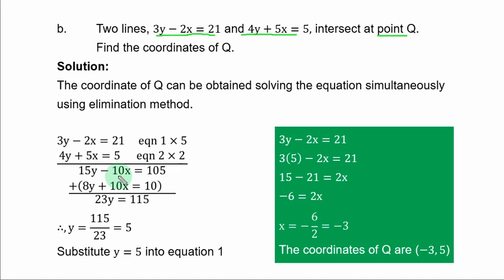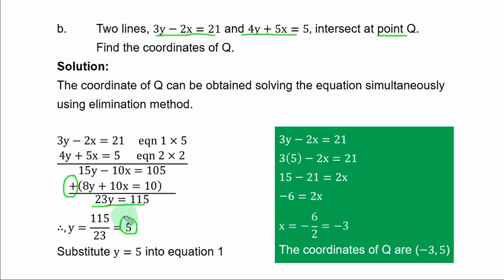The signs of the coefficients are different in both equations. To eliminate s, you simply add. When the signs are opposite, you add. When the signs are the same, you subtract. So if you add, you have 23y equal to 115. To get y, divide both sides by 23 and y is equal to 5.